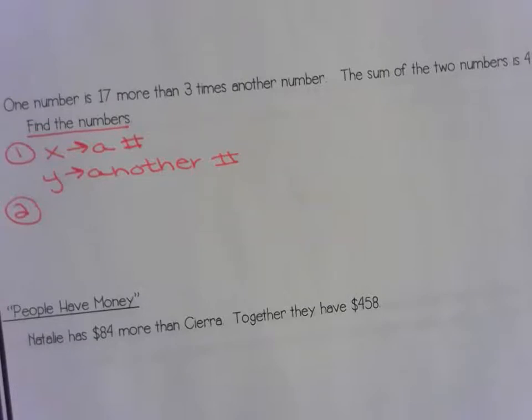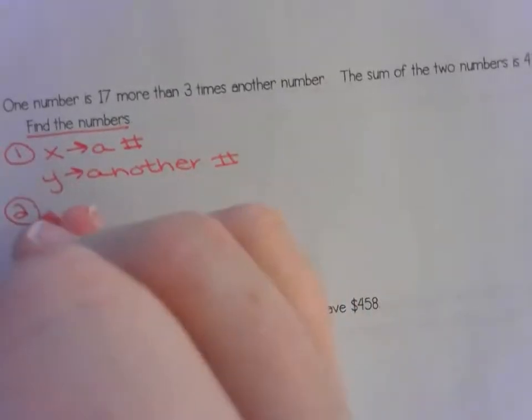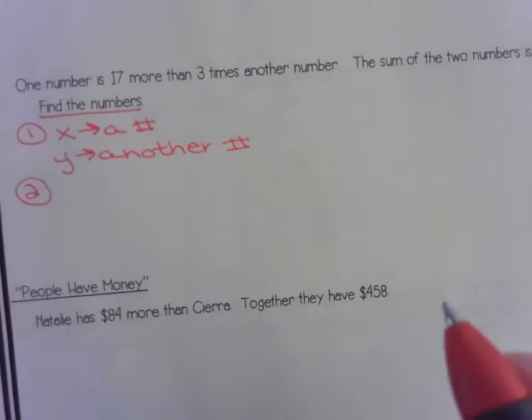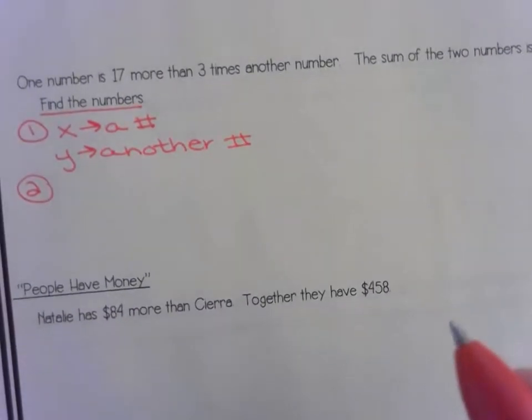More than. We're setting up equations, not inequalities. One number is 17 more than 3 times another number. So how would I represent this as an equation? You could put like y is more than 17. I want an equation, so explain to me how that would look like an equation.